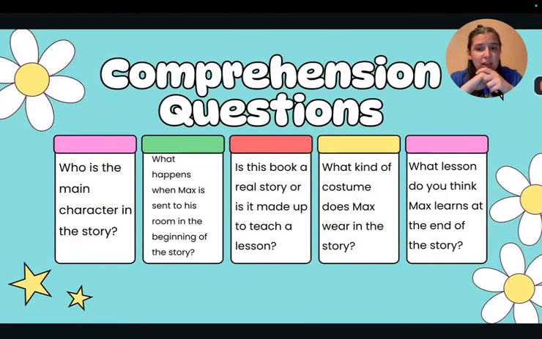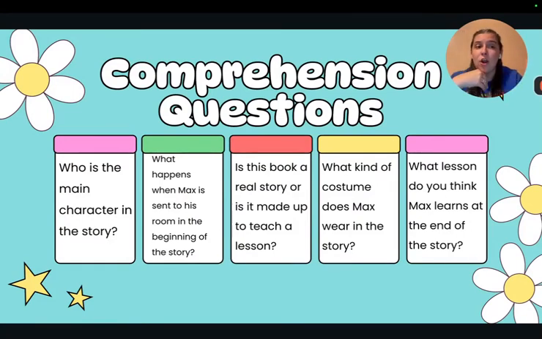The next question is, what happens when Max is sent to his room in the beginning of the story? Now, some of these questions may not make sense yet, but they will whenever we're done with the book. I'm just going ahead and telling you so that you can kind of know what to look out for. Is this book a real story or is it made up to teach us a lesson?